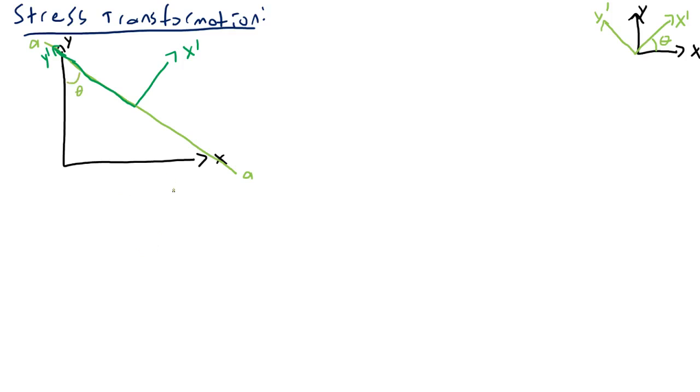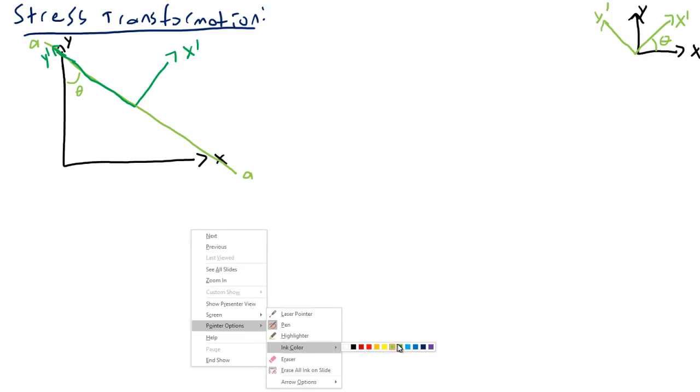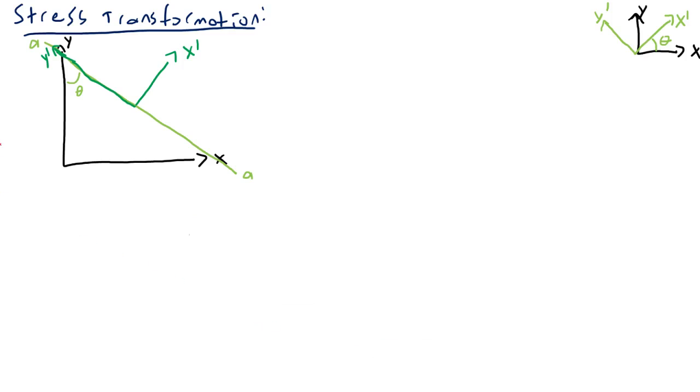All right, and then let's see. So we first have our initial untransformed stresses that are going to be on this side of the block. So we're going to have sigma x, tau xy, tau xy, and then sigma y, like shown.